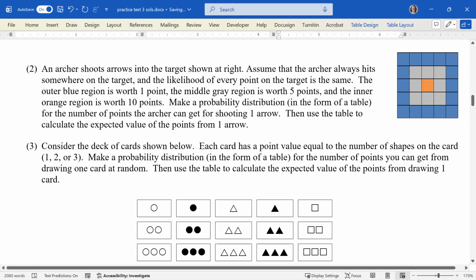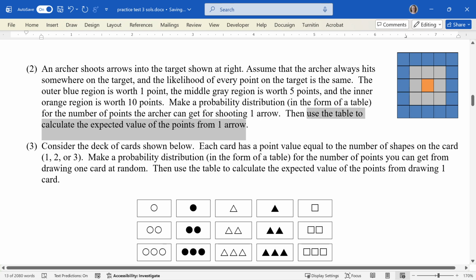So an archer shoots arrows into the target at right. So this is a square target here. Assume that the archer always hits somewhere on the target and the likelihood of every point on the target is the same. The outer blue region is worth 1 point, the middle gray region is worth 5 points, and the inner orange region is worth 10 points. Make a probability distribution in the form of a table for the number of points the archer can get for shooting one arrow, and then use the table to calculate the expected value of the points from one arrow.